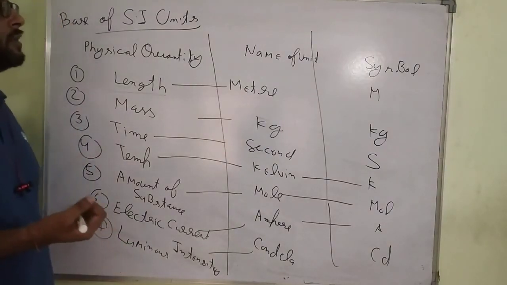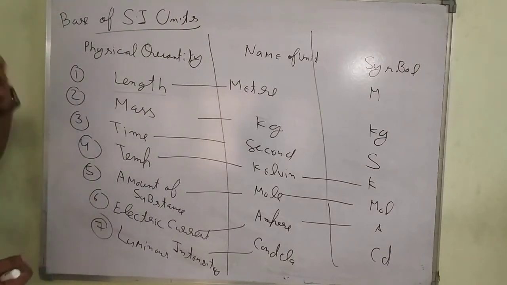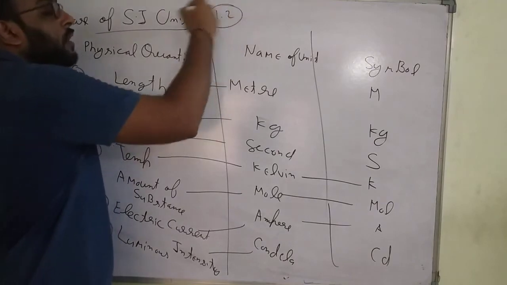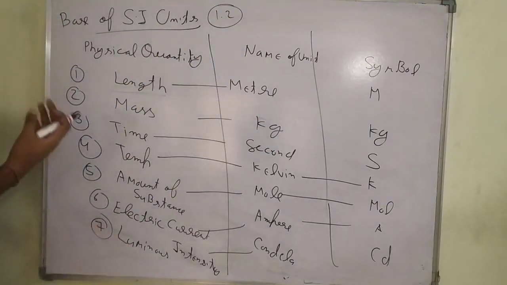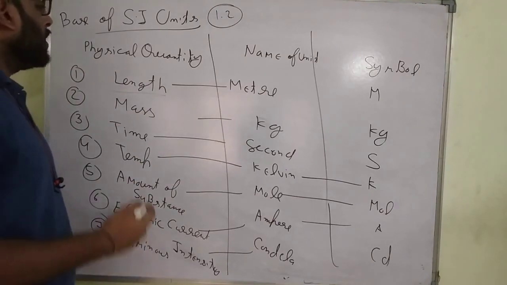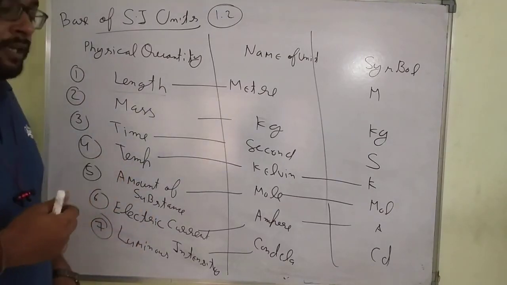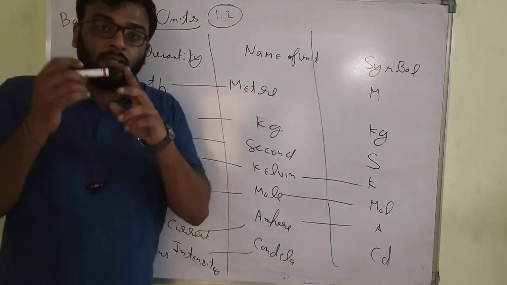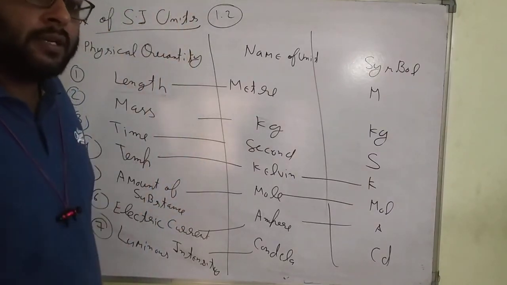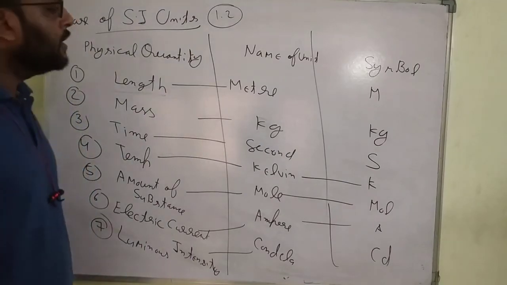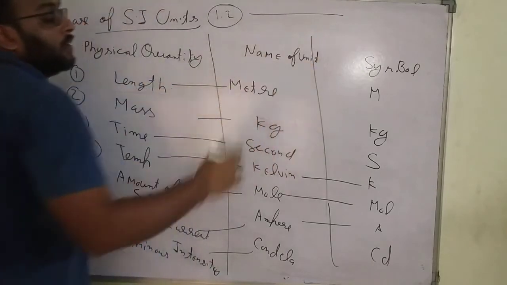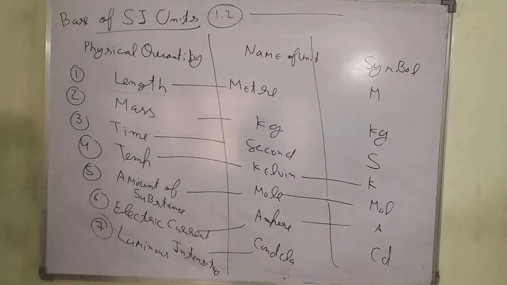Okay, in your textbook, table number 1.2 is over there. How we consider the mole, how we consider the mass, how we consider time. Suppose I am giving an example. How can we define the meter? Suppose I am telling this is 1 meter. How can scientists all over the world define this as 1 meter?